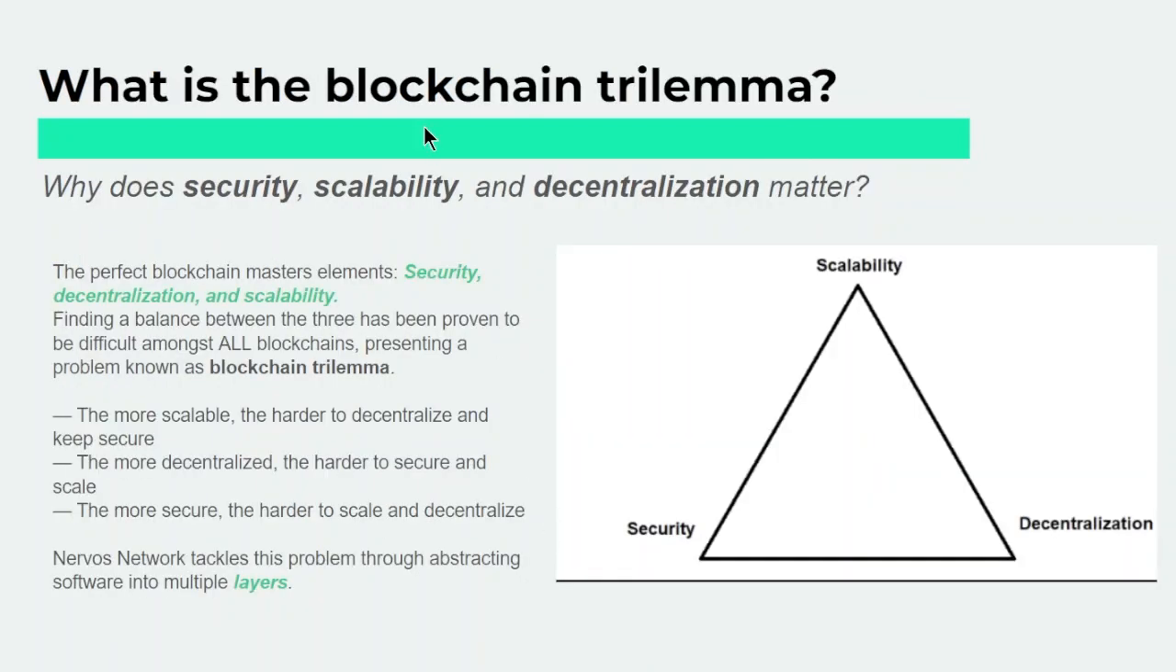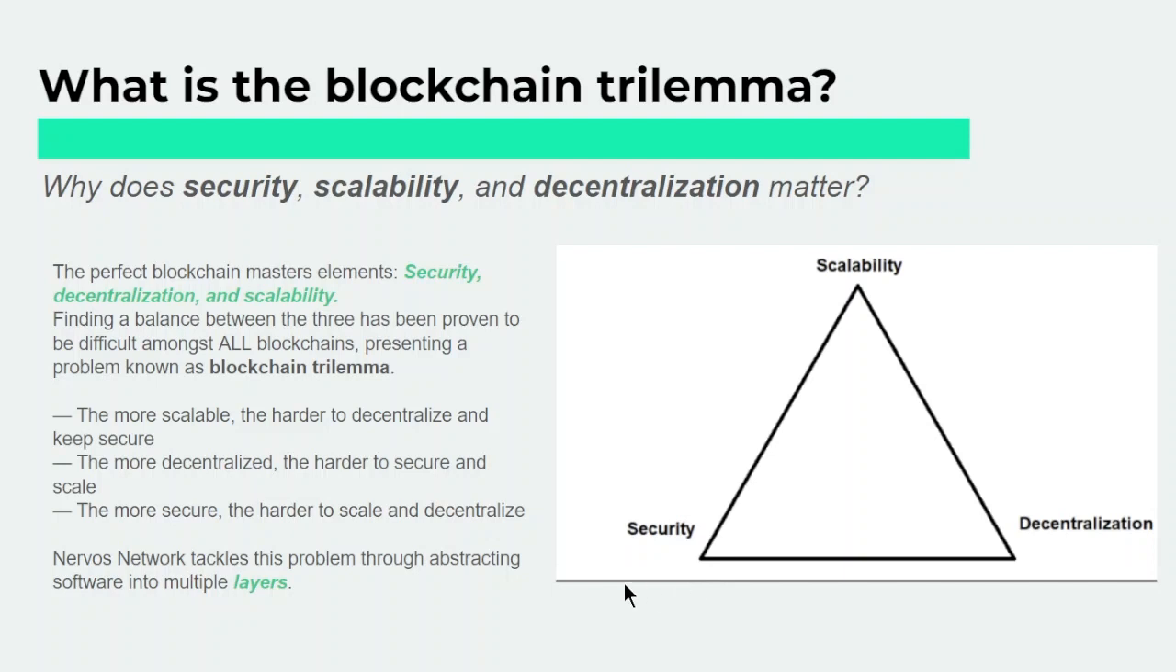So, digressing from what Nervos Network is, what is the blockchain trilemma? Well, this explains why security, scalability, and decentralization matter. The perfect blockchain masters these three elements: security, decentralization, and scalability. Finding a balance between the three has been proven to be difficult amongst all blockchains, not just Nervos Network. All blockchains are experiencing this problem. Nervos Network did not invent this problem. The entire industry has been dealing with what is known as the blockchain trilemma.